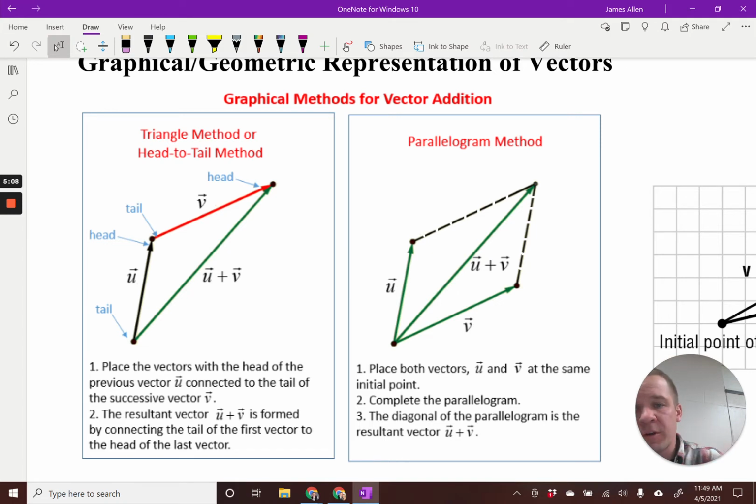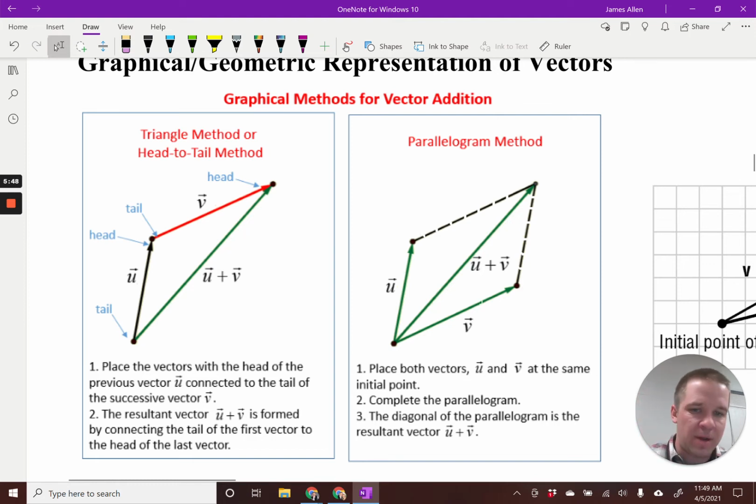All right. So the first one, we got our triangle method, or some might call it either head to tail or tip to tail. So we've got the tail here, and then we've got the head, or some will call it the tip, and then we go tail again, its head. So we just line them up, and I think the description here is very, very nice. So pause the video, jot these guys down, and then the result vector would be this green one here of u plus v. So we connect the tail of the first to the head or the tip of the second, okay? And those steps right down there are beautiful.